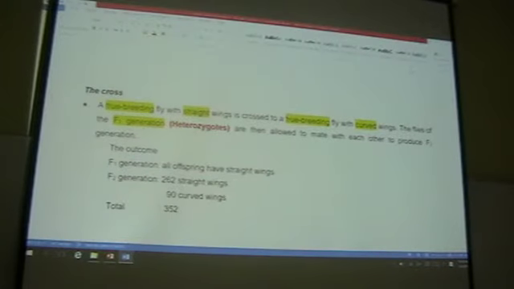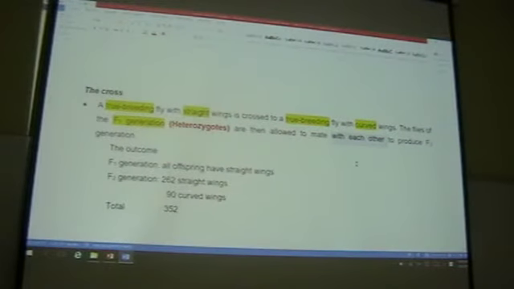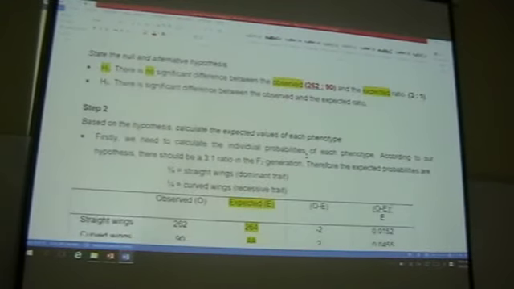Now next. F1 are allowed to mate with each other. So this is actually your selfing of this fly, interbreeding of F1. So this is heterozygote times heterozygote. How many genes, how many characteristics? One gene, one characteristic. Expected outcome? 3:1 or 1:1? This is heterozygote times heterozygote, so 3:1. Expected is 3:1. Do your table.